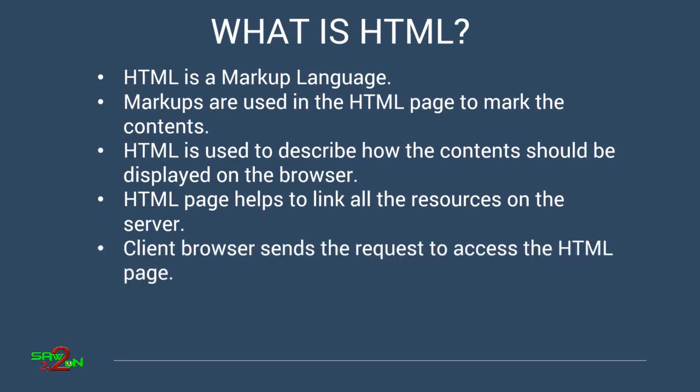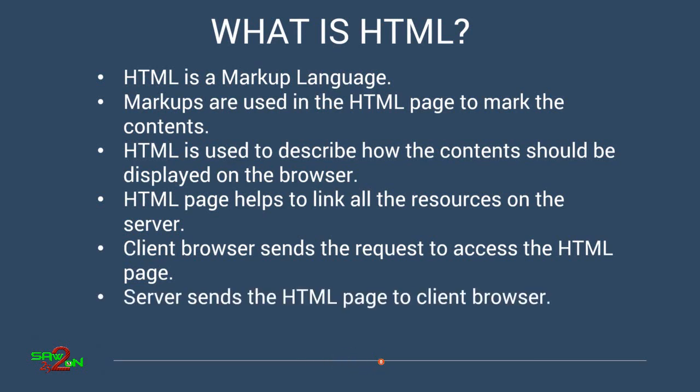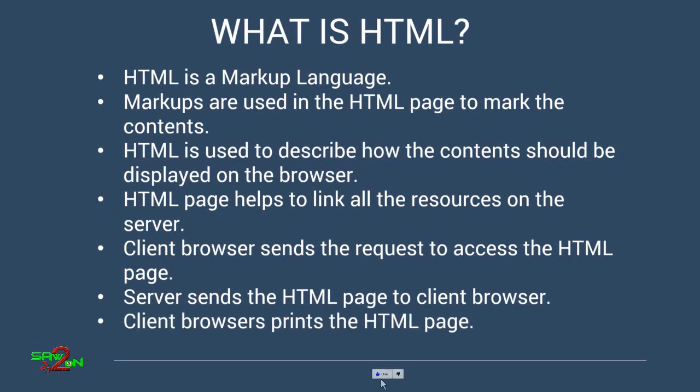And how do all these things happen? The client browser sends the request to access that HTML page. Remember, the HTML page is sitting at the server, right? And someone has to initiate that request. So the client browser sends the request to access that HTML page. Then the server sends that HTML page to the client browser. Then the client browser understands that markup and displays that content onto the web browser. Okay, that's how the whole HTML scenario works. And that's how all the resources on the server are accessed by the client using this client-server technology.